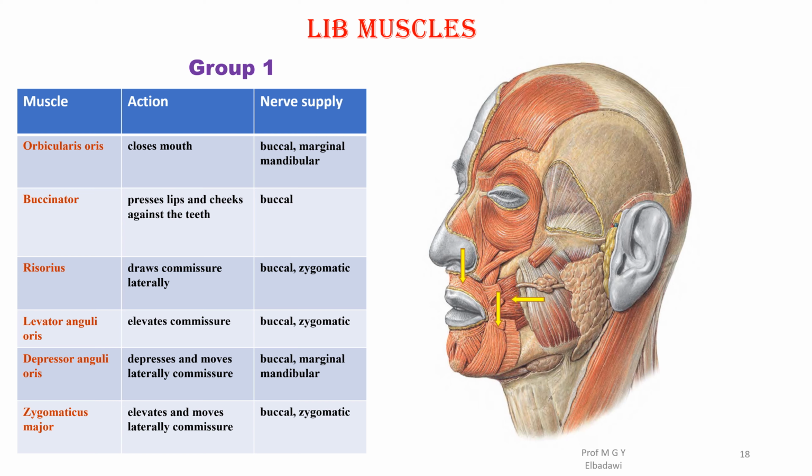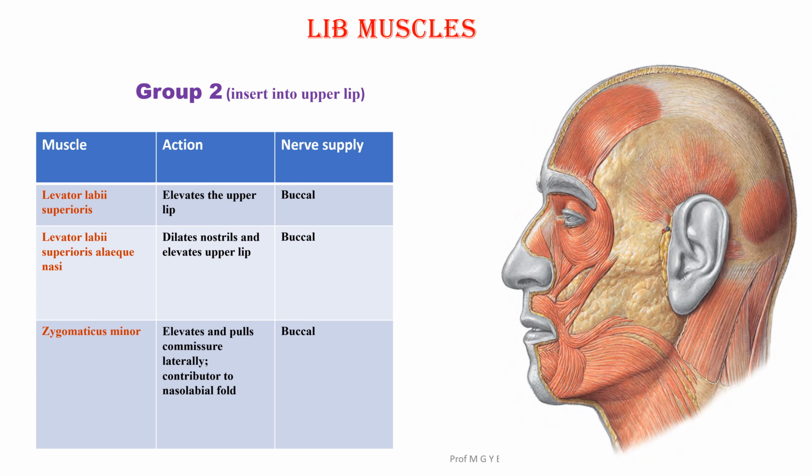By the buccal and zygomatic, the levator anguli oris, this small muscle here, which elevates the commissure upwards. The depressor anguli oris, which depresses and moves laterally the commissure, by the buccal and the marginal mandibular. The zygomaticus minor or major elevates and moves laterally the commissure, by the buccal and zygomatic.